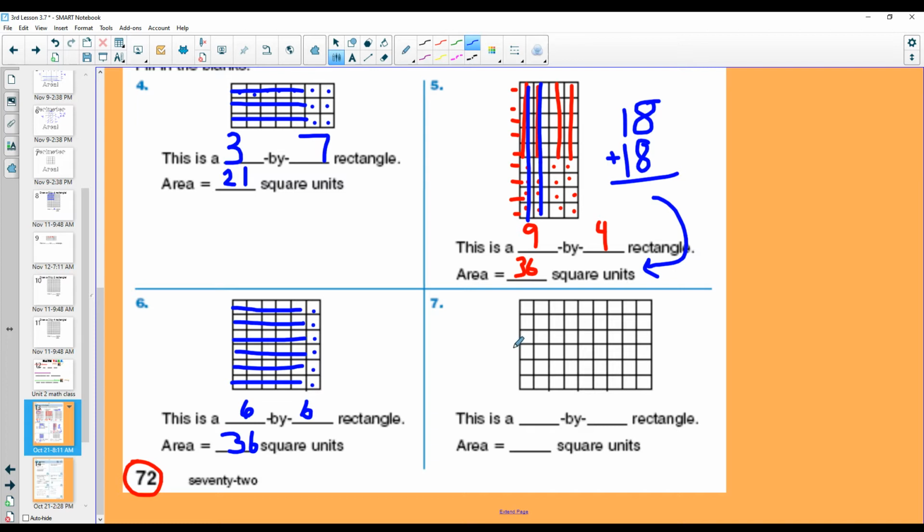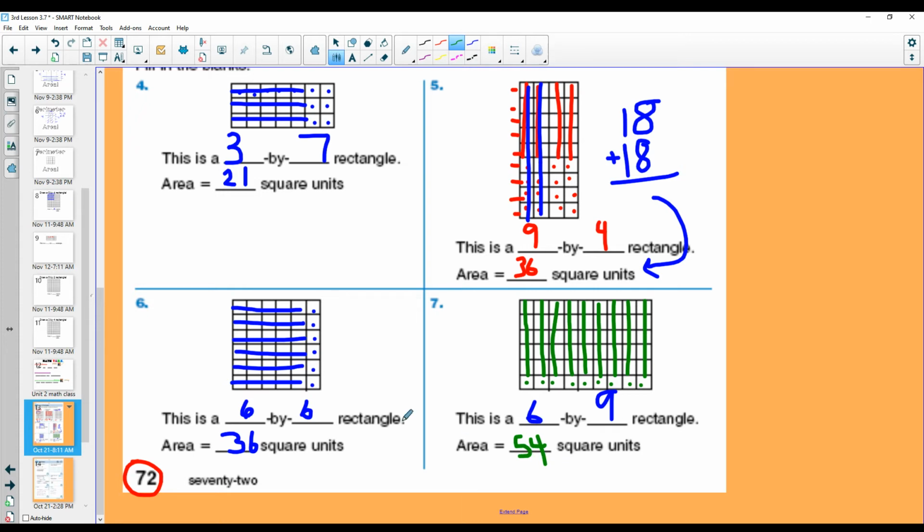All right, number 7. Here we go. 1, 2, 3, 4, 5, 6. 6 again. By how many? 1, 2, 3, 4, 5, 6, 7, 8, 9. Oh my goodness. What's the area? I'm going to count by fives. You guessed it. I love counting by fives. 1, 2, 3, 4, 5, 10, 15, 20, 25, 30, 35, 40, 45. Count on. 46, 47, 48, 49, 50, 51, 52, 53, 54. It would have taken me forever to count all those third graders.